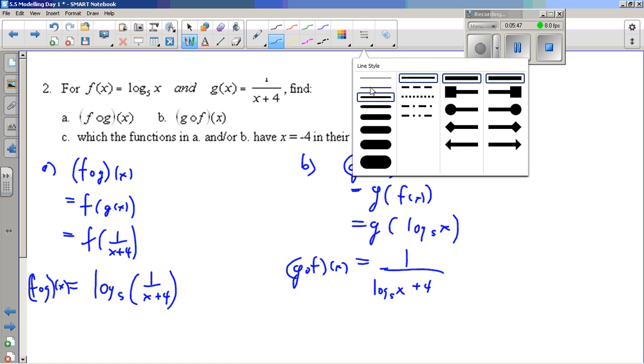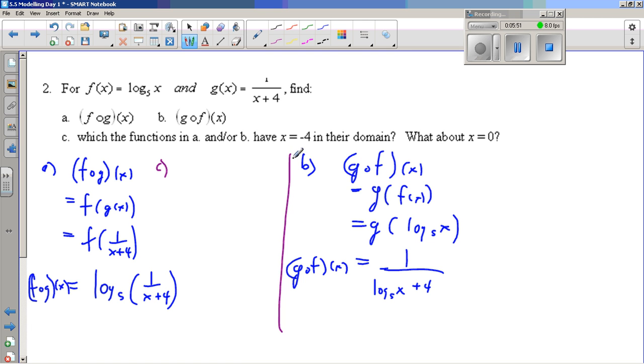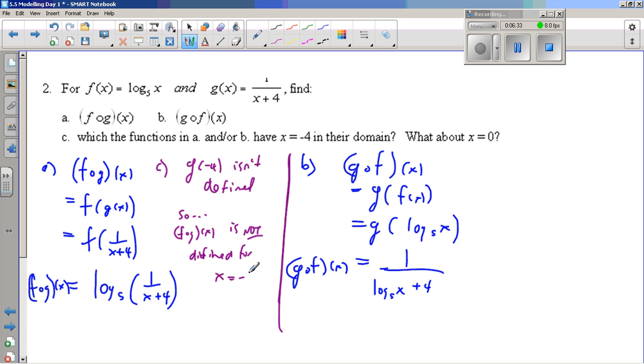So notice here, I'm going to do C and then split it like this. For minus 4, we see that it's not defined for g, right? So g at minus 4 isn't defined. When I put minus 4 in here, I have 0 on the bottom of a rational function, and so it's not defined, for x equals minus 4. Notice that even if I put x equals minus 4 in here, it would also be not defined because I can't take the log of a negative.